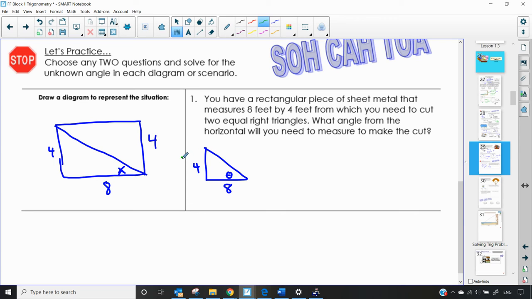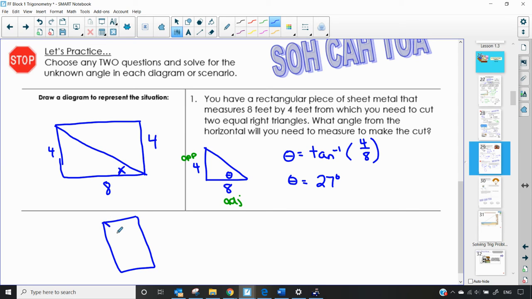So labeling my triangle, this is opposite and adjacent. So to solve the question, I'm going to have my angle being tan -1 of 4 over 8. And so that gives me 27 degrees. Again, remember that we only use the inverse for solving for angles. Now, if you'd oriented your diagram the other way, we would have had an 8 here and a 4 here.